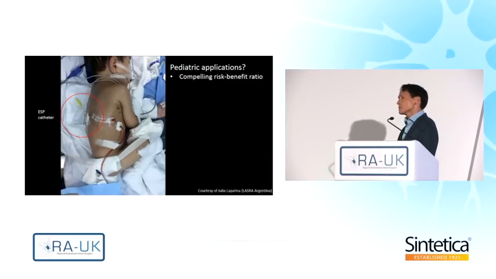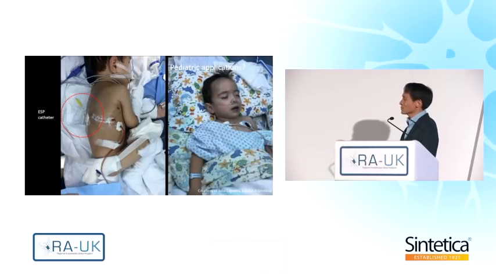I don't do pediatrics myself, but again, reports are coming in, particularly from Latin America. This, again, comes from Argentina, where they're embracing this block quite enthusiastically. There is a compelling risk-benefit ratio here because you don't have to go near the neuraxis in an asleep child, which I think appeals on many levels. Again, I don't do lots of pediatrics, but this apparently is a sign of a very comfortable child who's got an ESP block and an ESP catheter immediately after a thoracotomy.